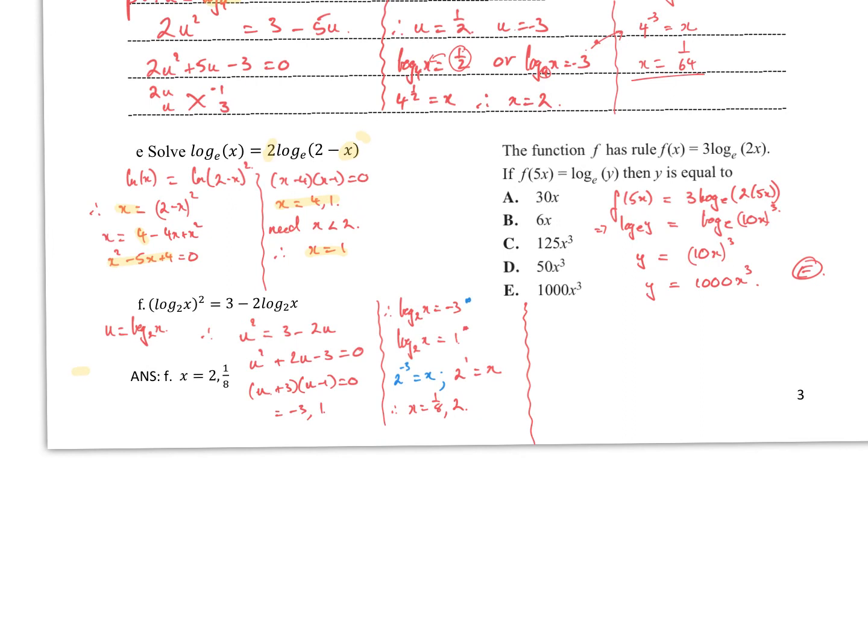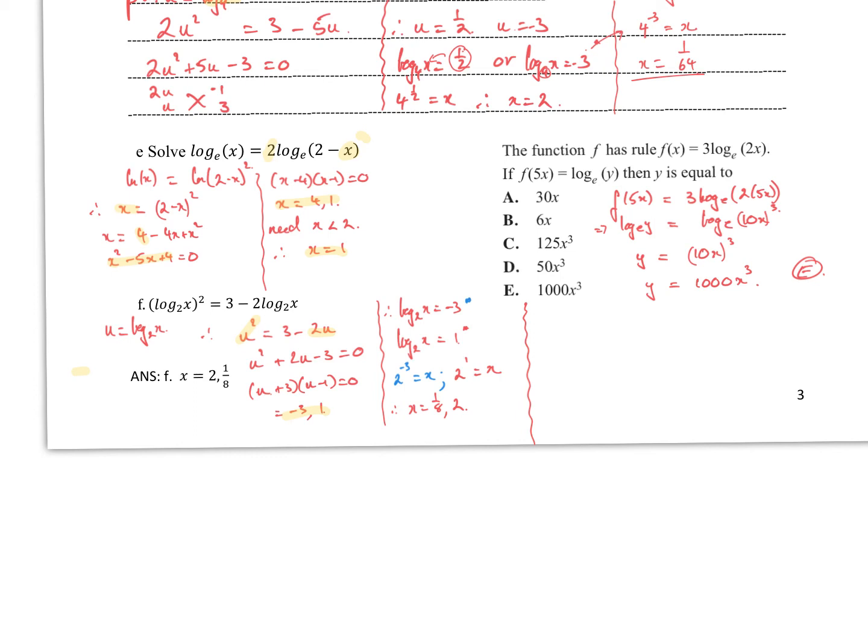F is similar to the one we did in D, where I've got log base 2 of x all squared. So if I put u equal to log base 2 of x, I end up with u squared minus 3 minus 2u. So u squared plus 2u minus 3 equal to 0. Factorise, I get (u + 3)(u - 1). So u is equal to negative 3 and 1. So again, log base 2 of x is equal to negative 3. Log base 2 of x is equal to 1.